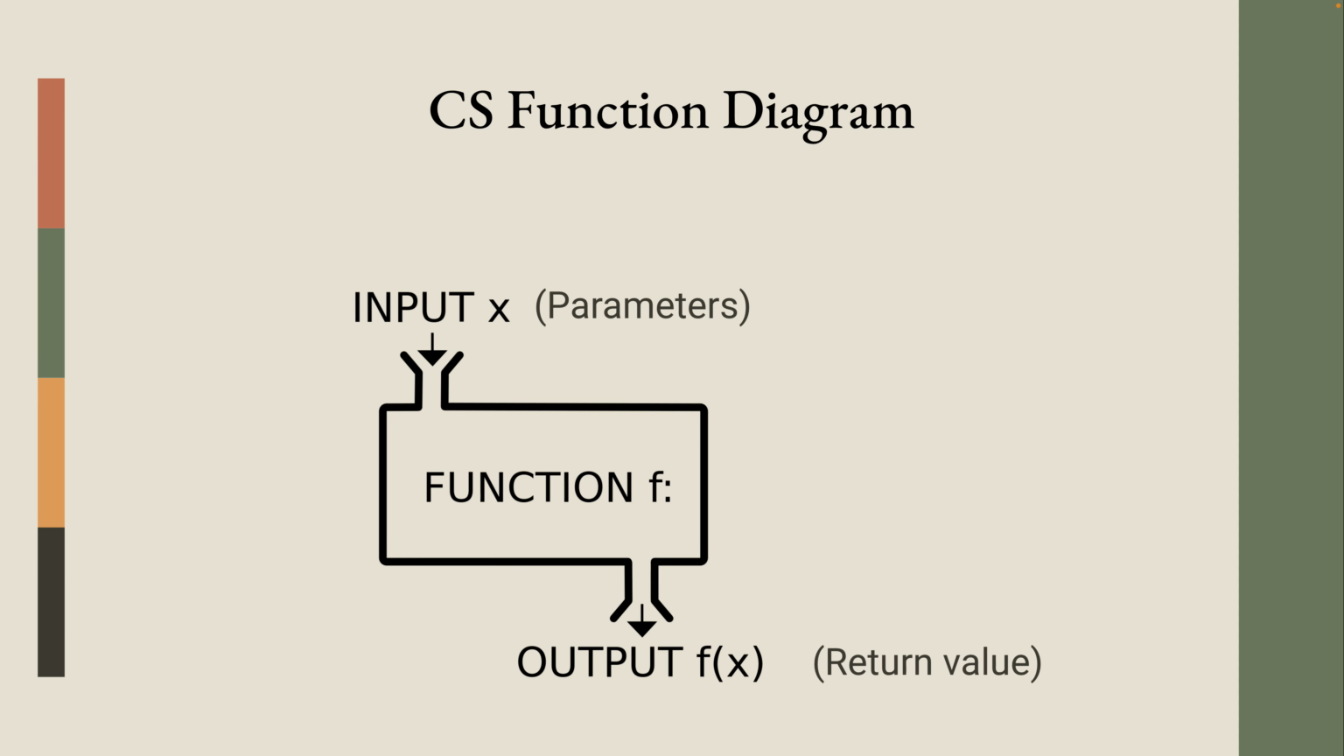Cool. So we saw a diagram for the math usage of a function. For computer science, it's very similar. We just use different terminology. So instead of independent and dependent variable, for the input we call it parameters. So values that we're passing into our functions, that we're going to use in our functions, we call those parameters. And then what we output is what we call the return value.